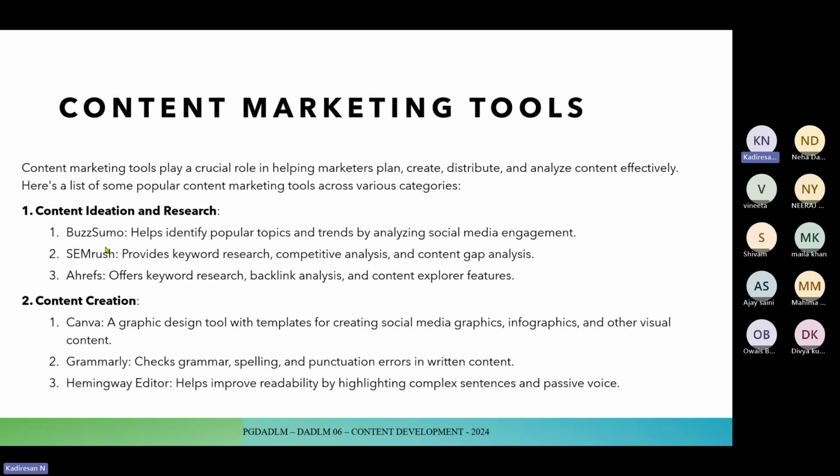Some of the tools are for content ideation, to create the content and research. BuzzSumo is useful to identify popular topics and trends by analyzing social media engagement. SEMrush provides keyword research, competitive analysis, and content gap analysis. Ahrefs offers keyword research, backlink analysis, and content explorer features. Using these tools, you can also find topics for your research projects, and find the research gap in your projects and literature reviews.